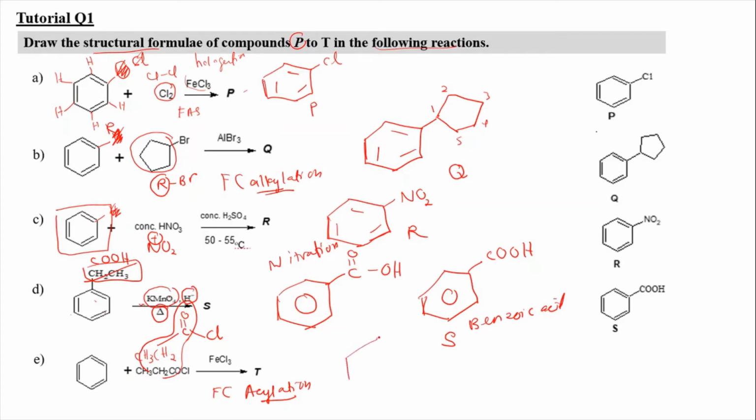So the benzene ring is going to be attached with C double bond O, CH2 and CH3.